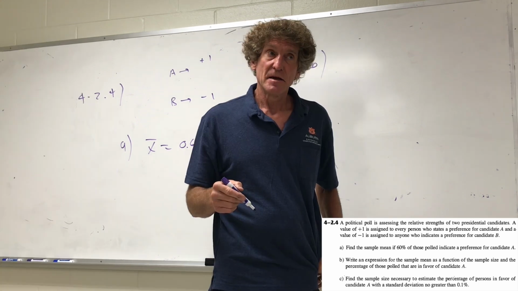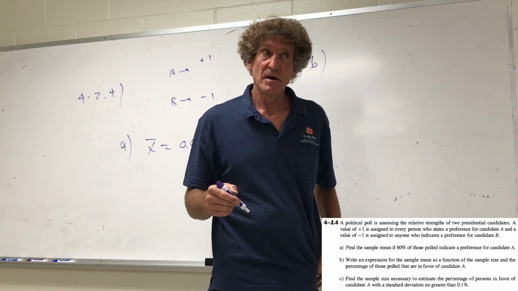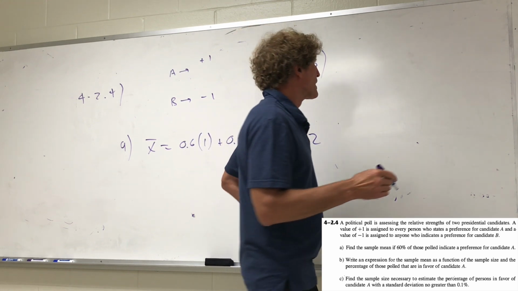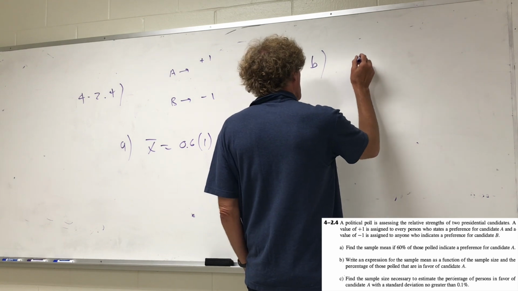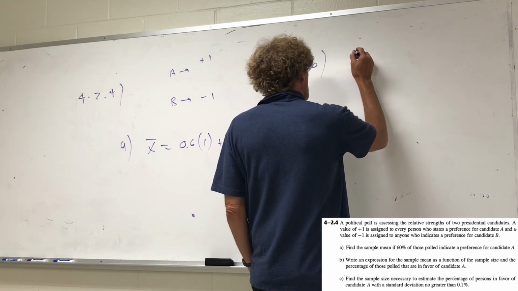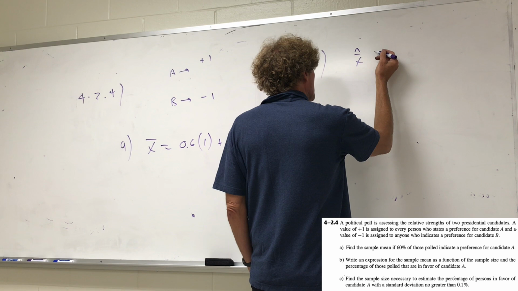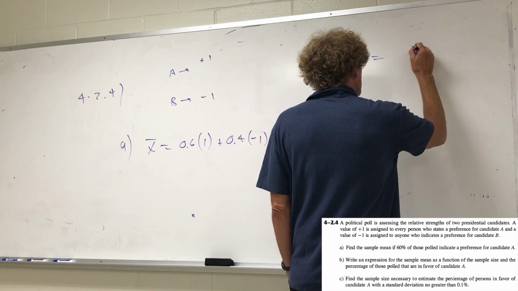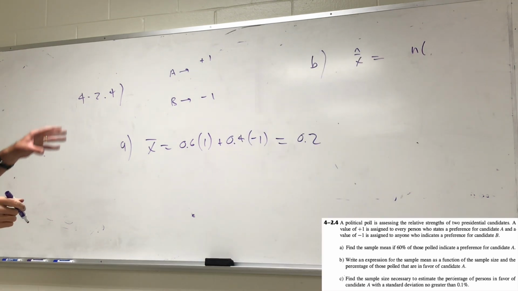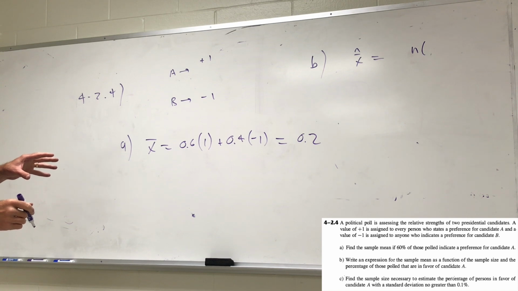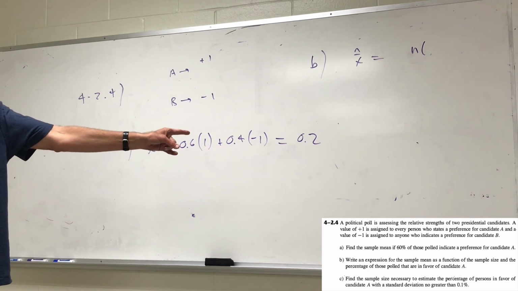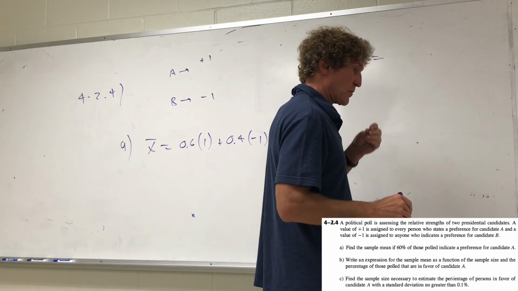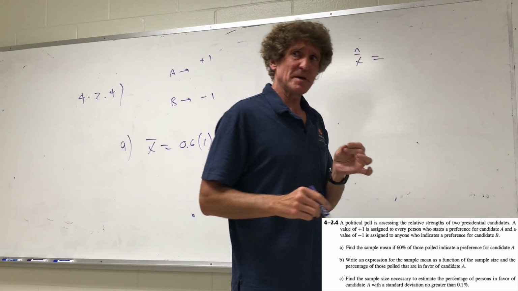They want an expression for X bar, the sample mean, as a function of n, the sample size, and whatever we want to call the percentage of those polled that are in favor of candidate A. It's going to be n times... they want an expression for the mean value, and the mean value for a large number of samples is going to go to 0.2. That we know. You sample one person, that should be the same.